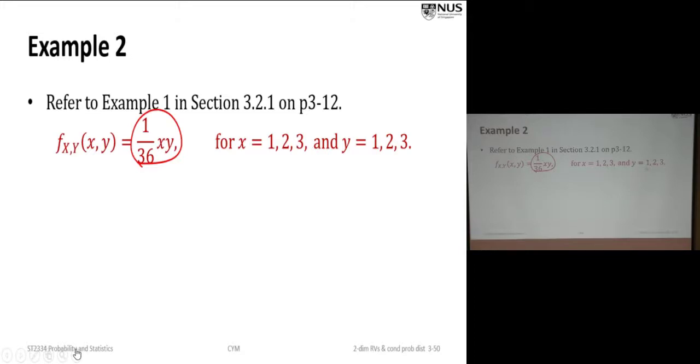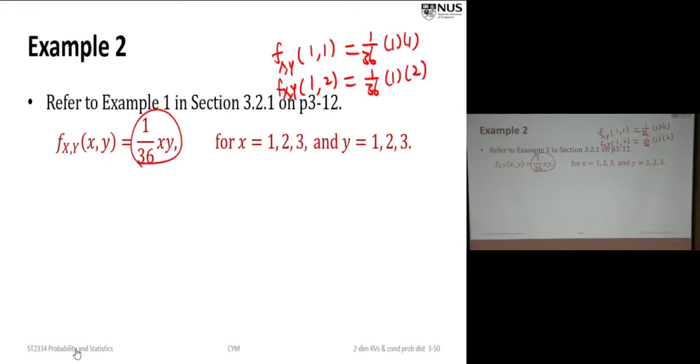So in other words, if I have f of xy for 1, 1, then x equals 1, y equals 1, it will be 1 over 36 times 1 times 1. This is the probability of x equal 1 and y equal 1. How about f of xy for 1, 2? Then it will be 1 over 36 times 1 times 2, so this will be 2 over 36. So this is how we understand this expression. Now find the marginal of x and use that to find the conditional distribution of y given x.